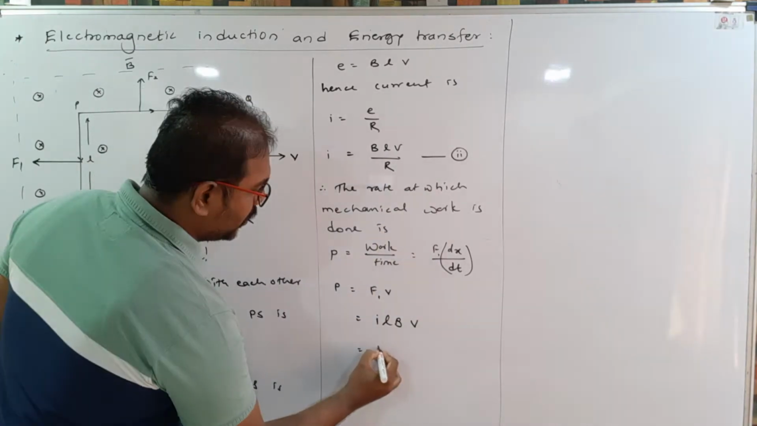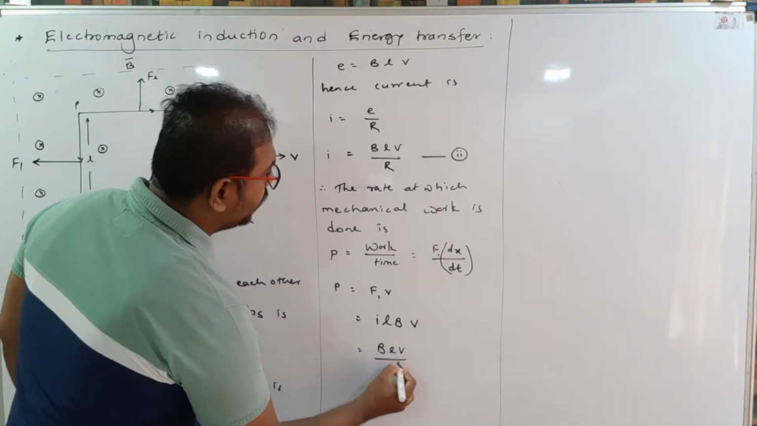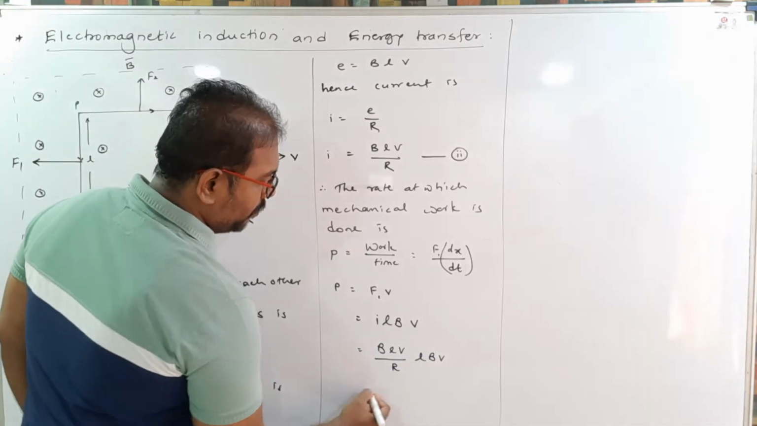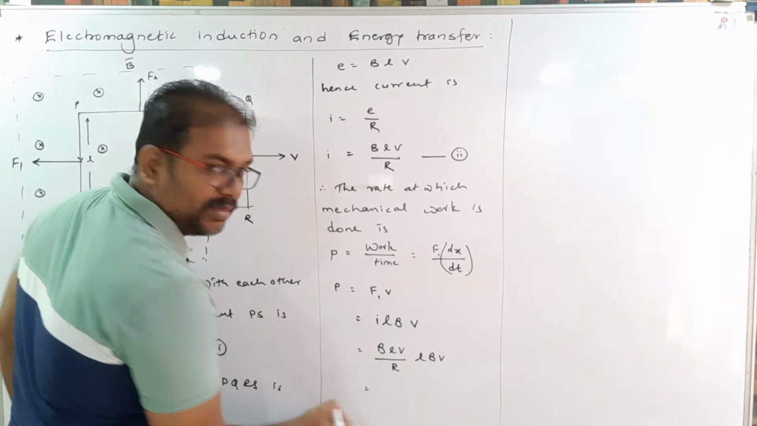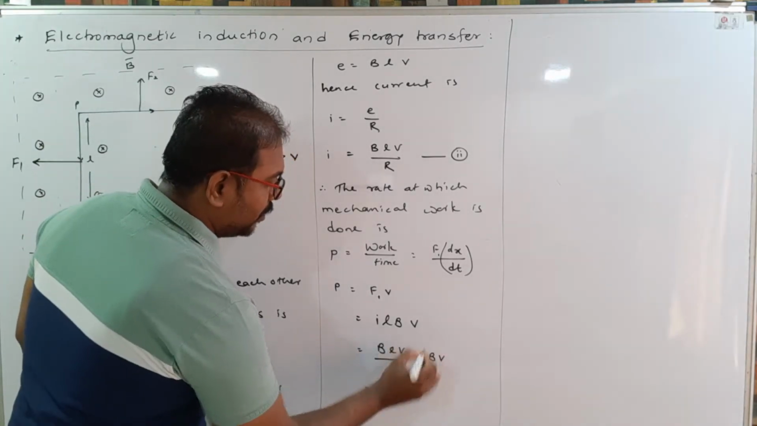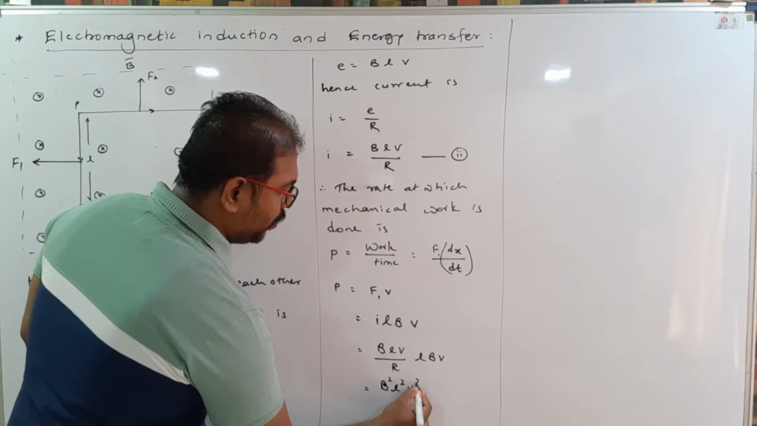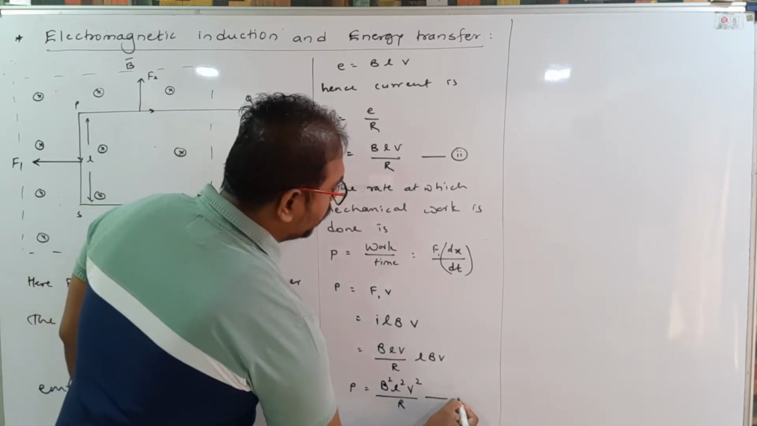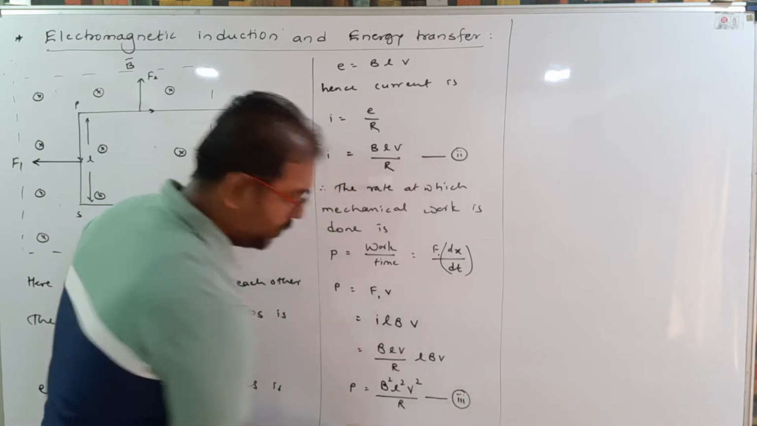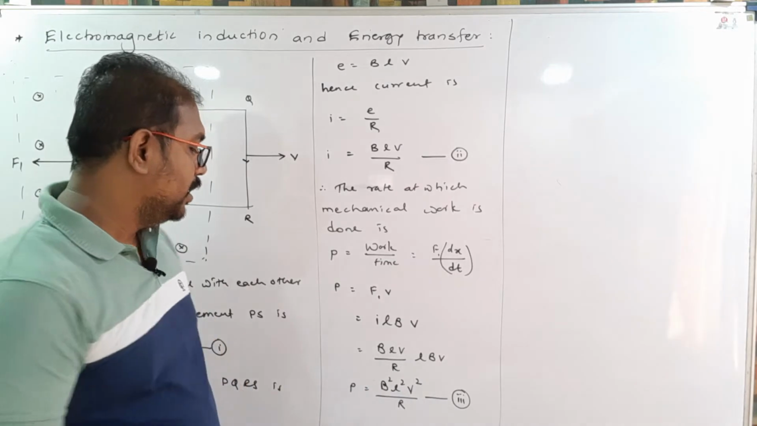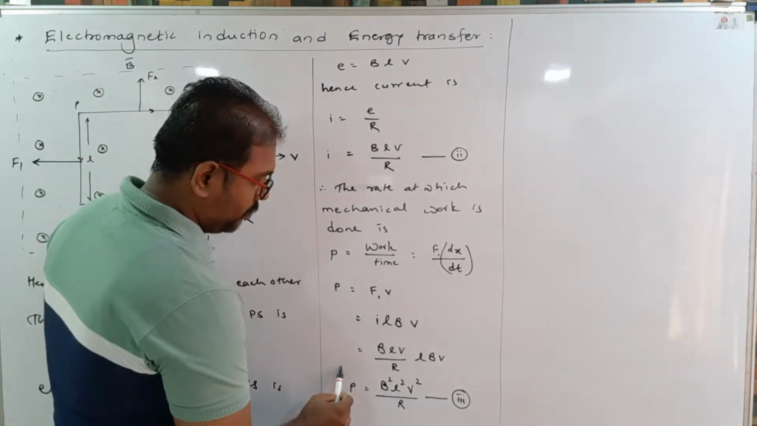I is BLV divided by R, and into this LBV. So B into B, B square; L into L, L square; V into V, V square, divided by R. So this is equation number 3. I hope this equation is visible here: B square, L square, V square divided by R. This is the mechanical power.